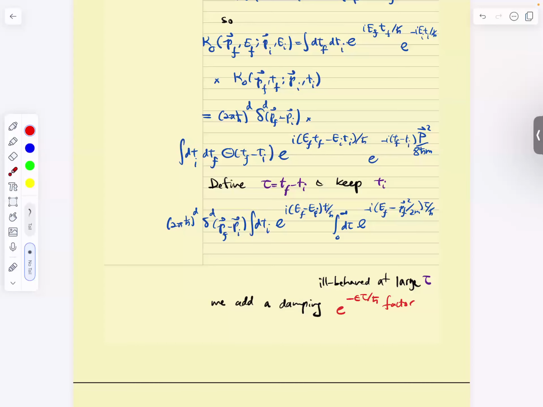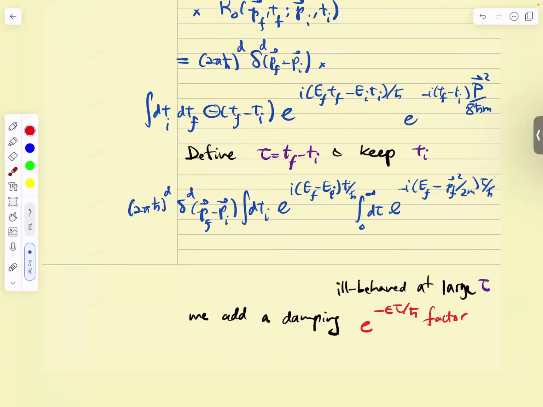Now here's something funny, something important. This Dirac delta we already had, right? This was just conservation of momentum. This is old stuff. There is this bit and this bit. What does this give you? That integral over Ti, you can do explicitly. What does it give you? A Dirac delta. That's conservation of energy. So you found your conservation of energy. What remains to be done is an integral over d tau with this phase.